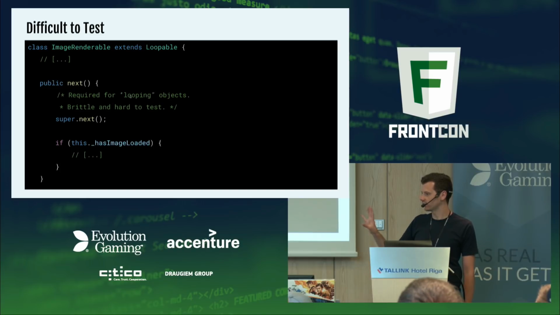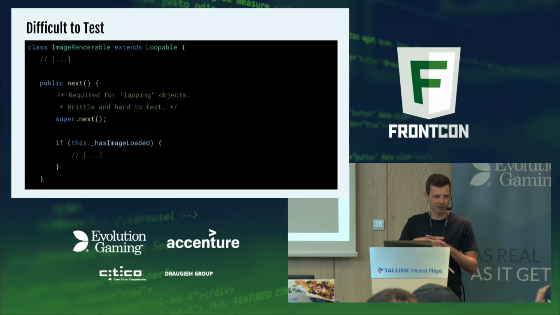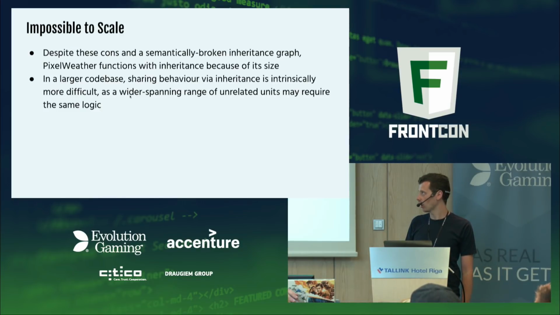This is a snippet of the image renderable that renders images to the context, and this extends loopable. But if we want objects to remain looping across the screen, then we have to call super.next, which breaks any kind of isolation. And generally speaking, it reinforces the tight coupling argument. It just has this really close-knit relationship that is really hard to separate. And I'd say foremost, it's just impossible to scale.